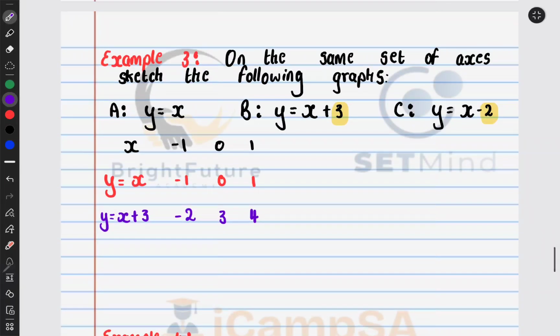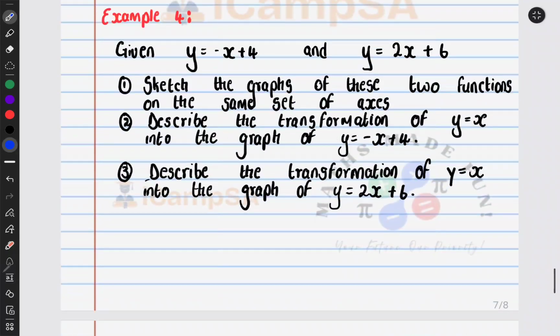And then let's quickly do the final one, which is y is equal to x minus 2. So we're going to have y is equal to negative 1 minus 2. It's going to be negative 3. And then y is equal to 0 minus 2 is negative 2. Y is equal to 1 minus 2 is negative 1. Good, I didn't make a mistake there.